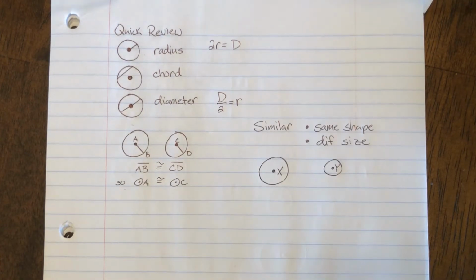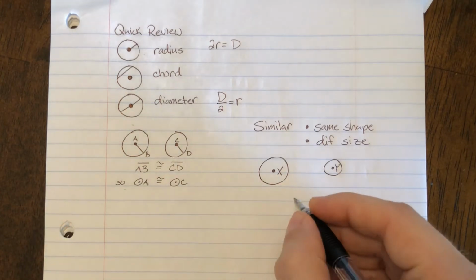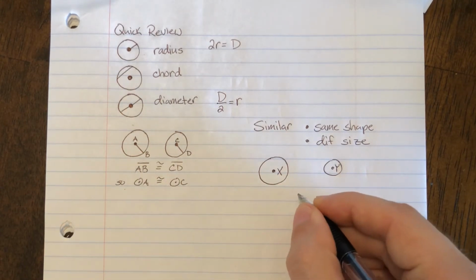Next thing we need to talk about, similar figures. Remember, similar figures are figures that have the same shape with a different size. So if you had two squares, one large, one small, you would say they're similar. They're not identical because one's large and one's small, but they're the same shape, just a different size. Well, all circles have the exact same shape. They're just different sizes. So all circles are therefore similar. Any two circles you have, you say they're similar.